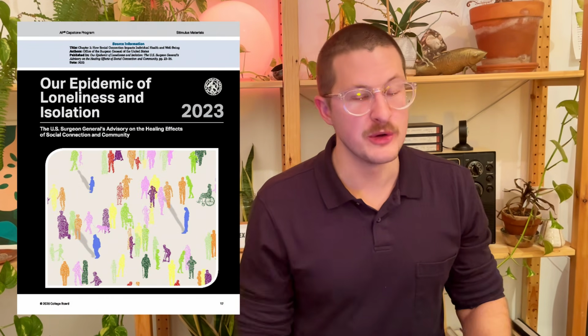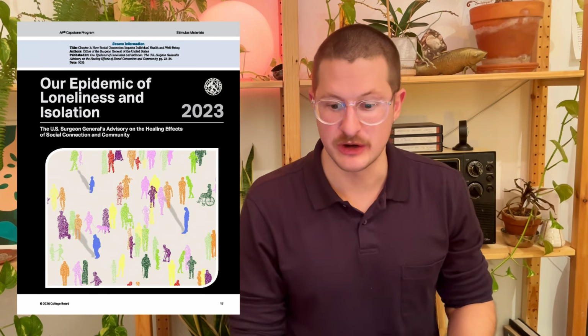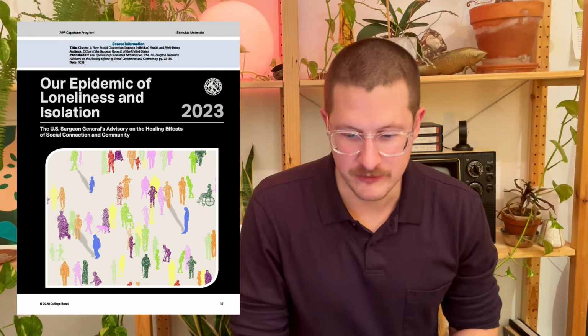This second source is called Our Epidemic of Loneliness and Isolation. This is a U.S. Surgeon General report from 2023. This is just jam-packed with statistics, and when I read this the first time, I immediately saw so many potential paper topics that are emerging from this. This source neatly categorizes some of the different impacts that stem from lacking social connection.